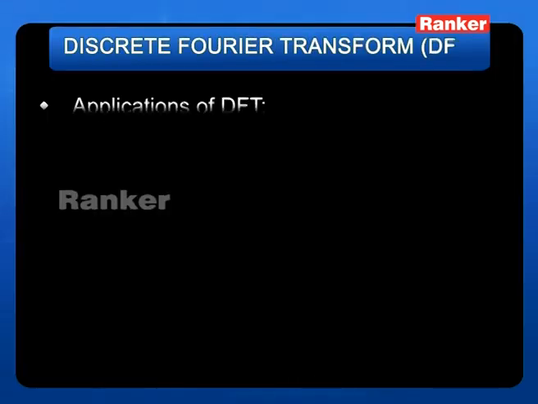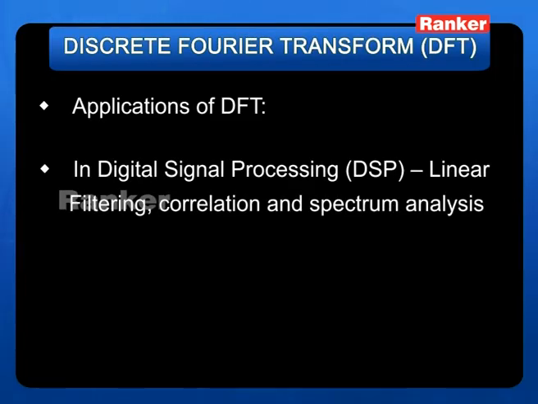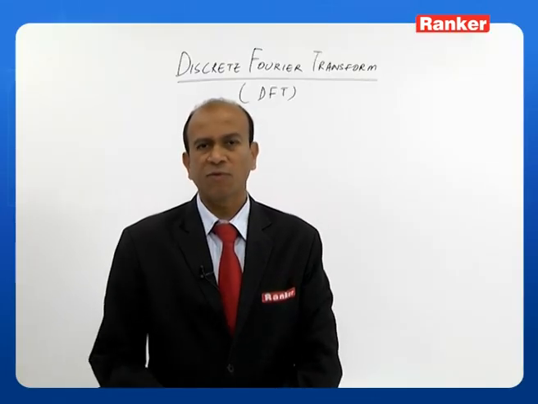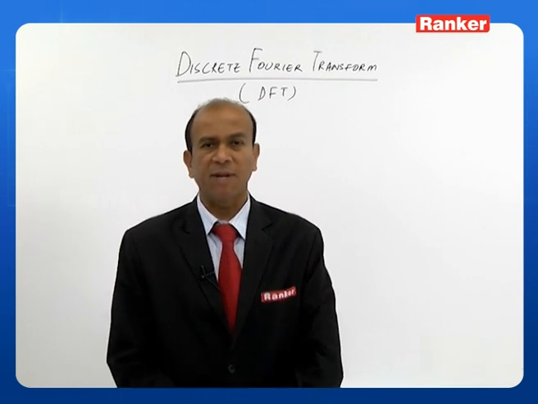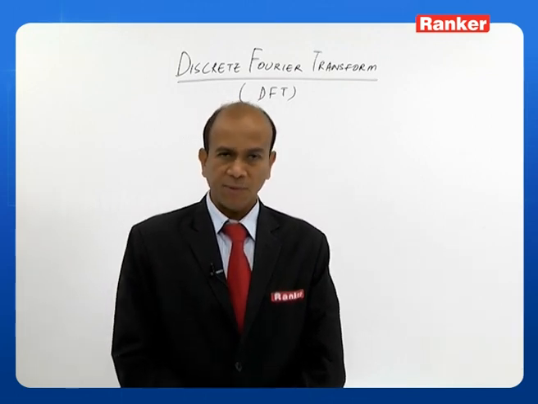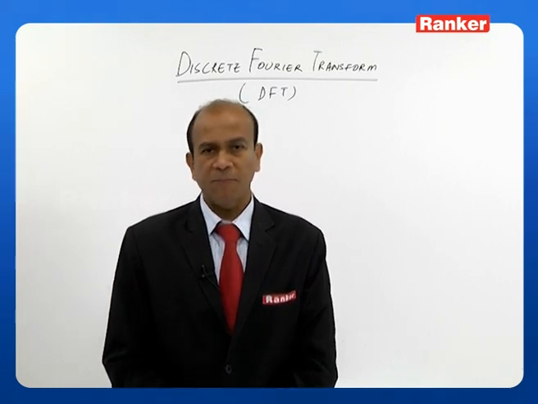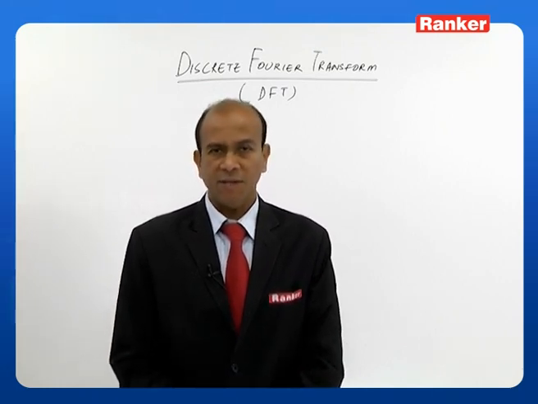What are the applications? Where do I use this DFT? Basically, DFT is used in digital signal processing, specifically in linear filtering, correlation, and spectrum analysis. All these things we use DFT for. And there are various versions like the fast Fourier transform and different types of fast Fourier transforms. What are the different algorithms used? So DFT is the beginning of the analysis of any spectrum, particularly in digital signal processors.